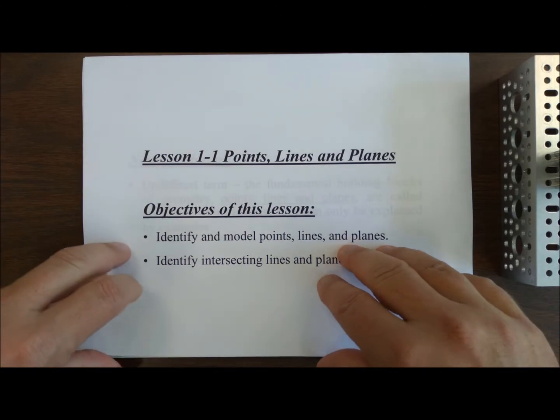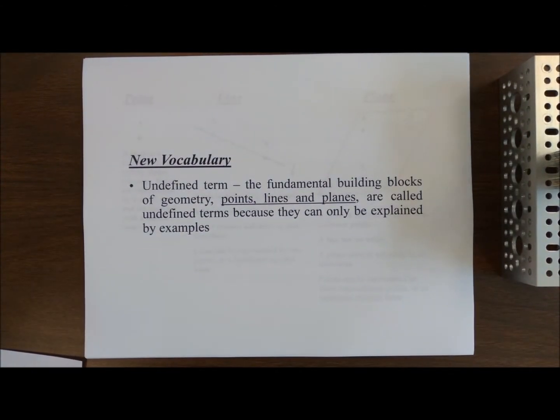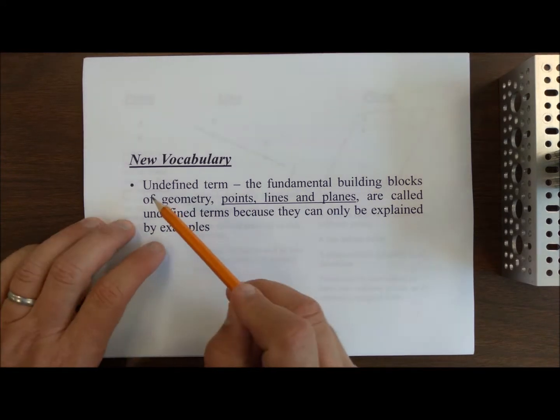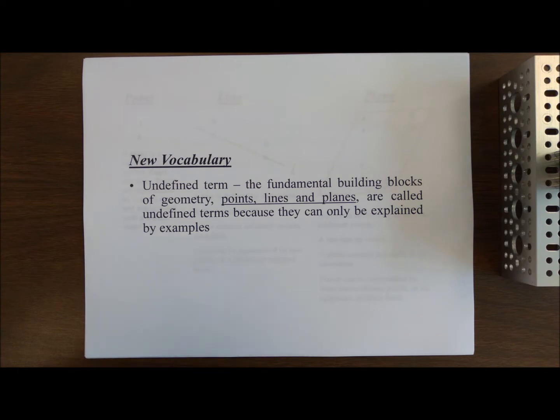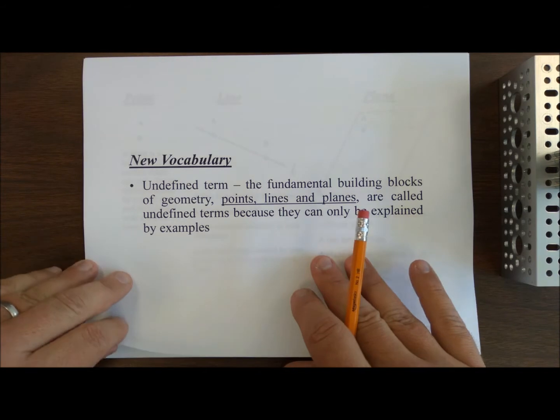So let's take a look at our new vocabulary here. Our first term is called an undefined term. These are the fundamental building blocks of geometry: our points, our lines, and our planes. And we call them undefined terms because the only way you can explain them is by showing examples like this.